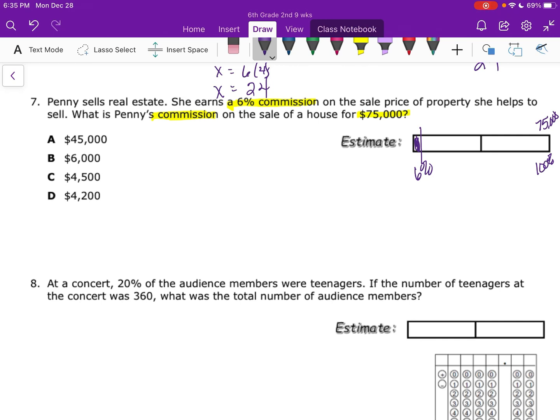So which one of those answer choices can we eliminate? Which one is not a small amount? That's right, A. A can absolutely not be the answer. It's way too big. Okay?